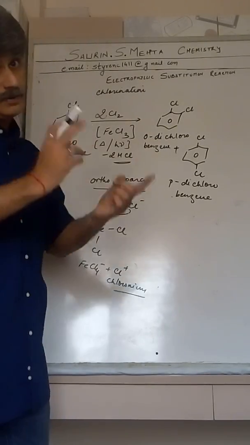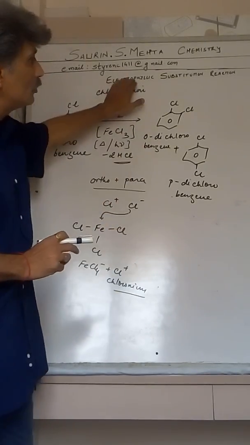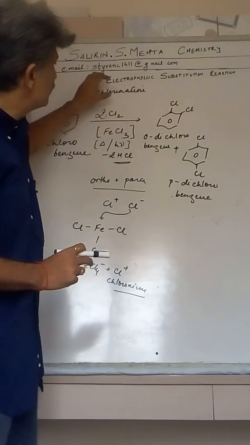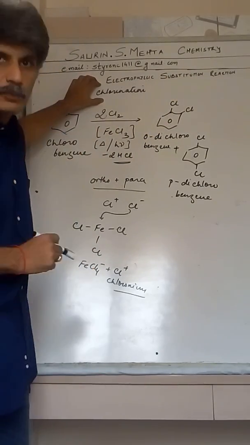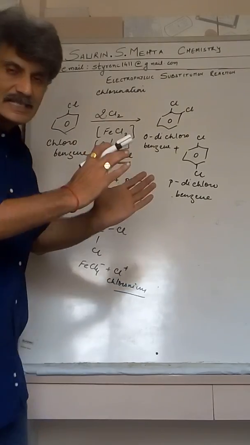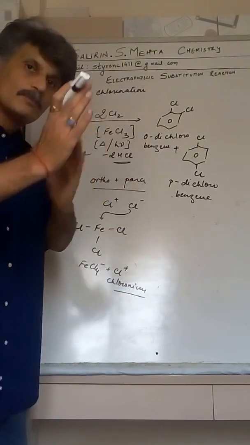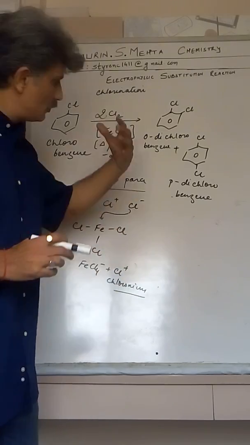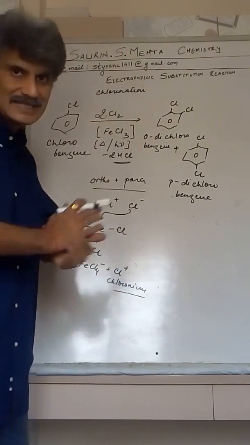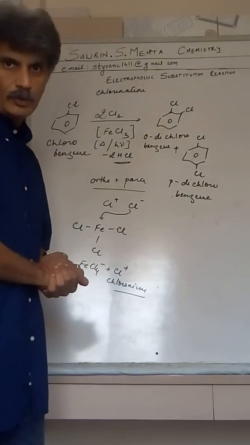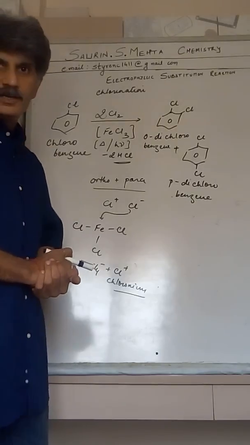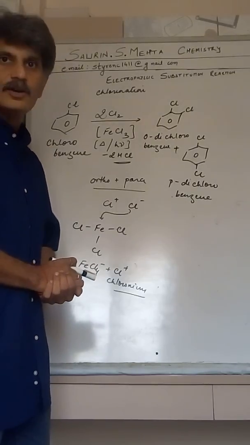Till then, we'll come with the next electrophilic substitution reaction. Instead of chlorination, I'll take bromination. Fine. We'll discuss in brief because every mechanism remains the same. So we'll take bromination after this. So complete this thoroughly, understand this thoroughly, come back for bromination.